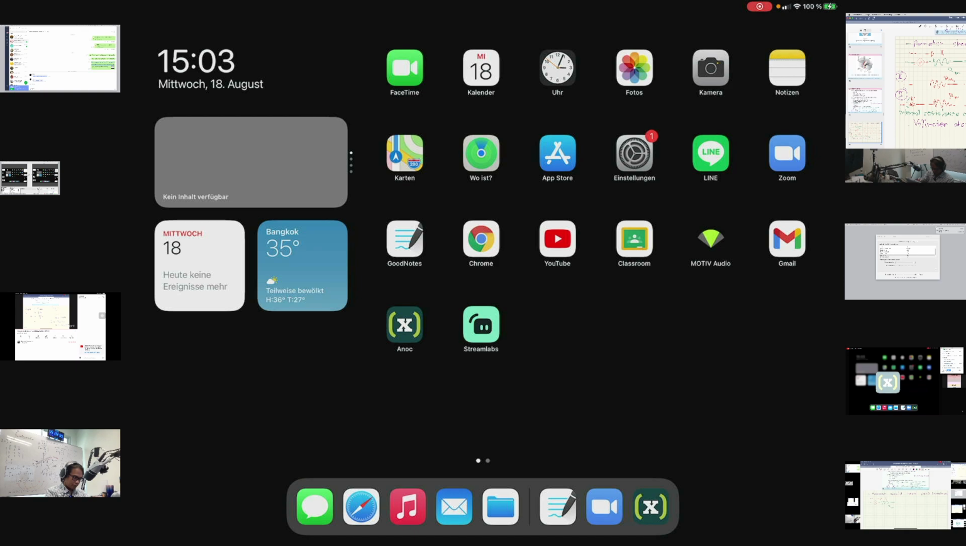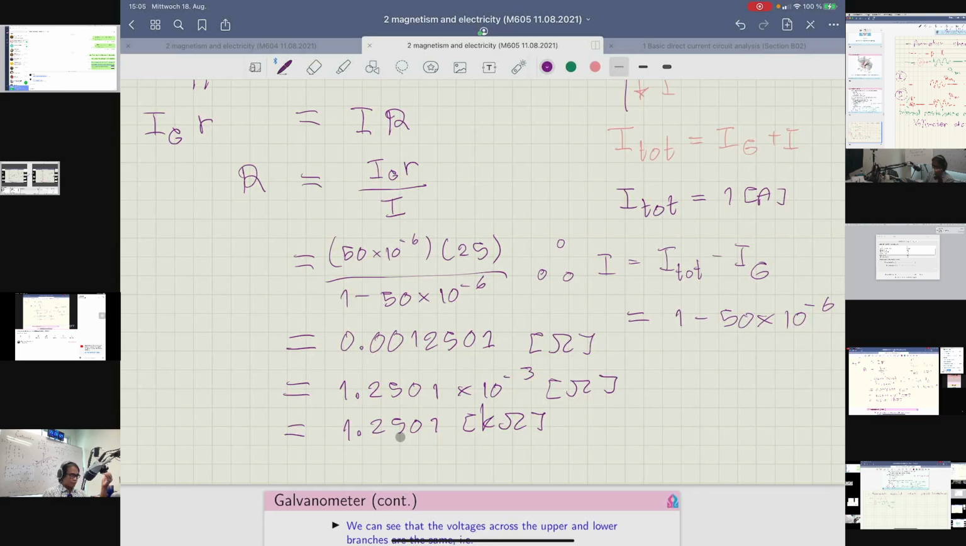The answer is that you have to go to the market and ask for a resistor of this value, 1.2501 kilo ohm. You will find that it's impossible to get this value, because this is too much detail for us.